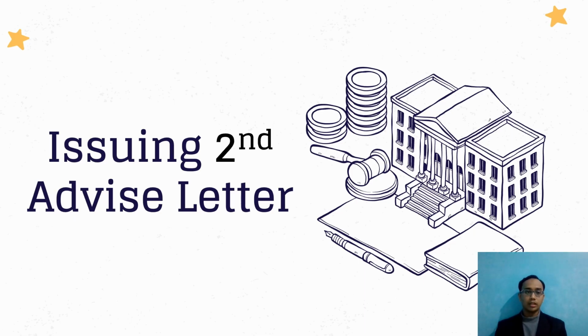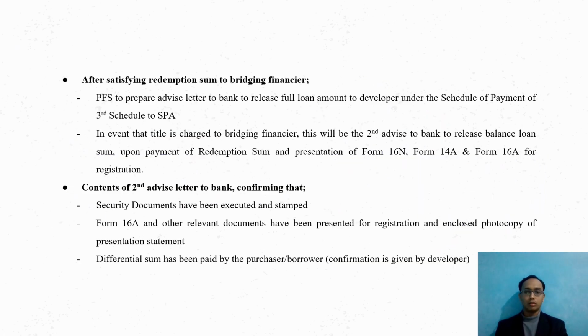After the presentation has been made, the party may proceed to release the full payment to the developer as mentioned in the third schedule. So in the event that the title is charged to the bridging financier, this will be the second advice to the bank to release the balance of the loan sum upon payment of the redemption sum, and also the presentation of the security document made during the registration.